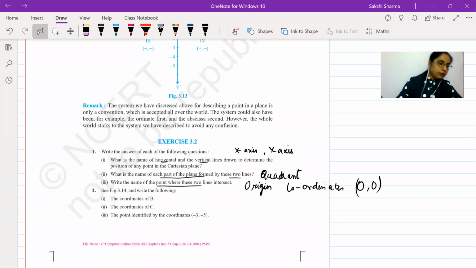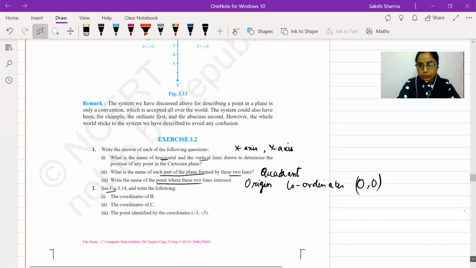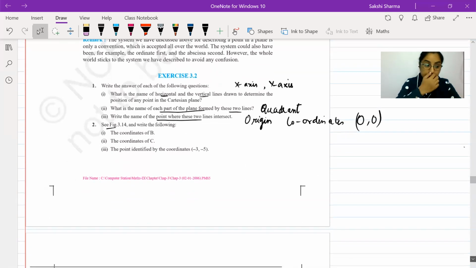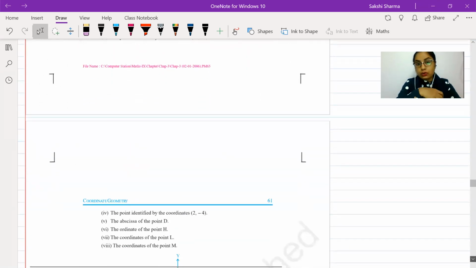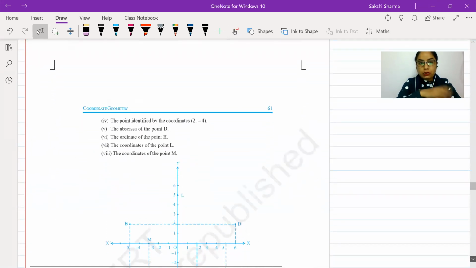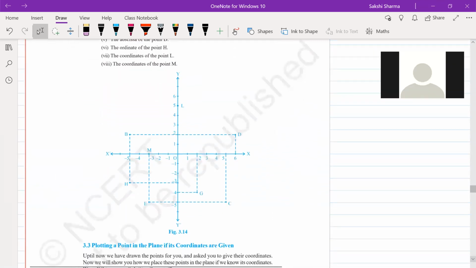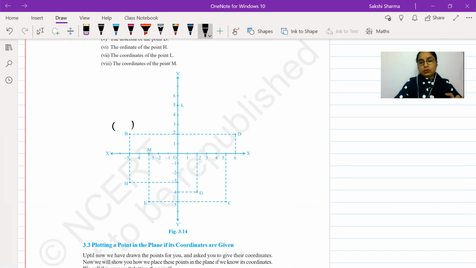Then there is a figure given on the next page, page number 61, and you will see there are many points marked there, and you have to observe that figure to answer the following questions. What I'm going to do is I'll just show you the figure and we will be answering the questions. I'll ask you the questions side by side. The first question is, you have to write down the coordinates of point B. You can write down the answers directly in front of the part. So B point is right here.